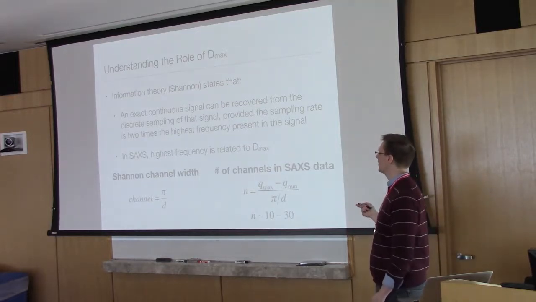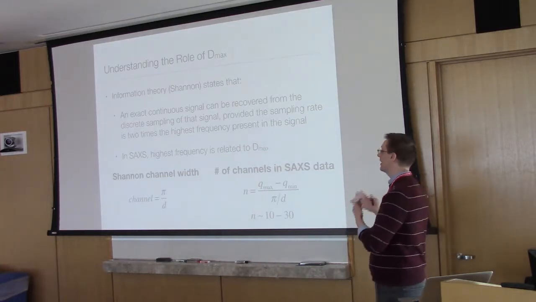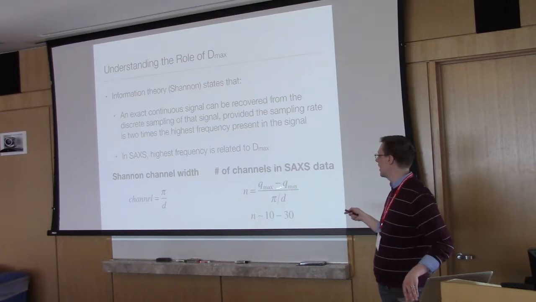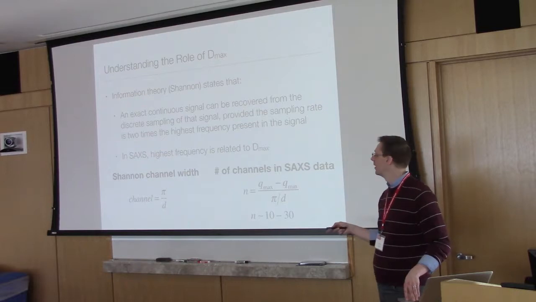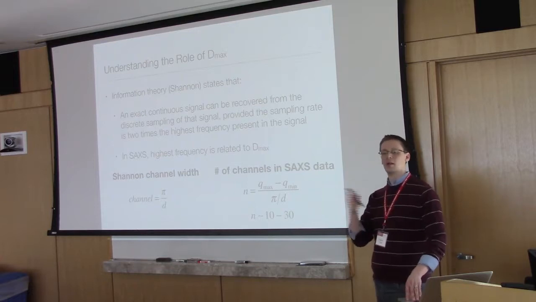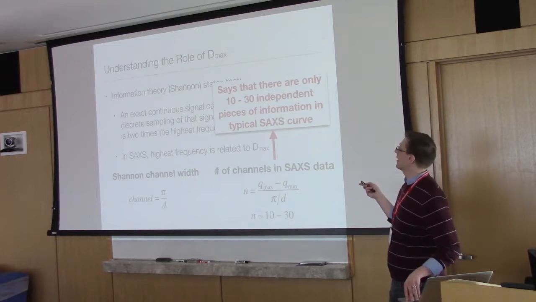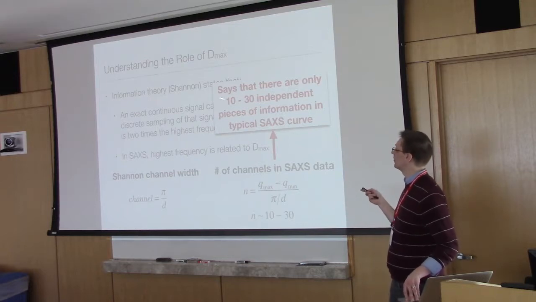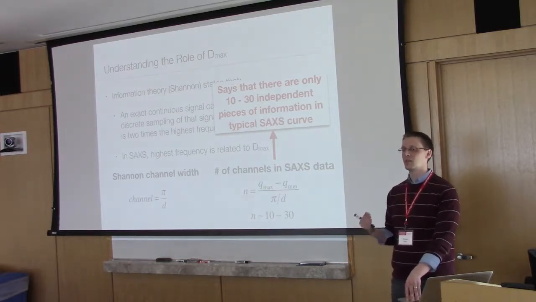This gives you information about the number of independent pieces of information in your actual scattering profile. If you took the whole range of your data, Q max minus Q min, and divide it by the width of the Shannon channel, that tells you how many Shannon channels you have. Typically, you only get something like 10 to 30. This depends on the size of your particle and your experimental geometry. So think about this for a second. This says that not only is SAXS a low resolution technique, it's also a low information technique, because there are only some 10 to 30 independent pieces of information in your scattering profile.